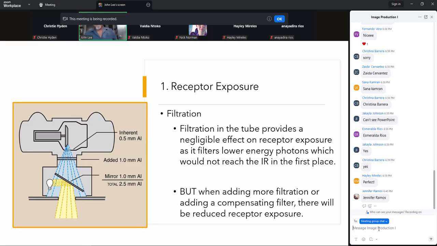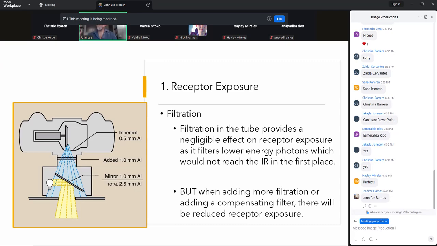So by changing the amount of filtration, of course, we reduce the number of X-rays during that exposure. So that's going to have a reduction on our receptor exposure as well. And remember, the federal regulations say that if our equipment is capable of being operated at any kV above 70, it must have a minimum total filtration of 2.5 millimeters of aluminum equivalent. We can always add more, but we should never have less than that.